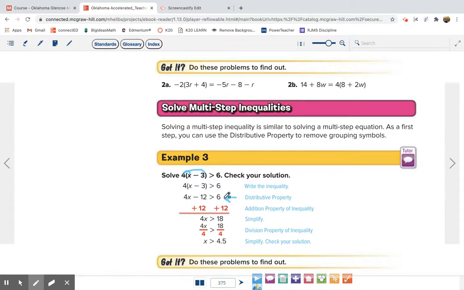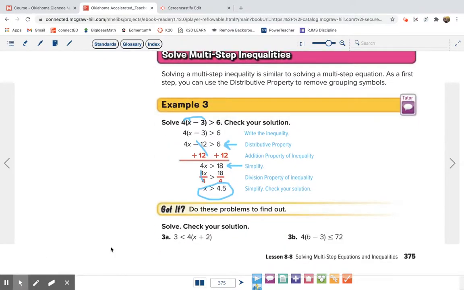So from here, we're trying to get x by itself, so I have to get rid of the 4 and the 12. You get rid of the one that's by itself first. So since it's minus 12, we're going to add 12 to both sides. That cancels, and I'm left with 4x is greater than 6 plus 12 is 18. Well, from here, we have to get rid of that 4. It's being multiplied, so we divide both sides by 4. That cancels. I'm left with x is greater than 18 divided by 4 is 4.5. So x is greater than 4.5 would be your final answer on that.